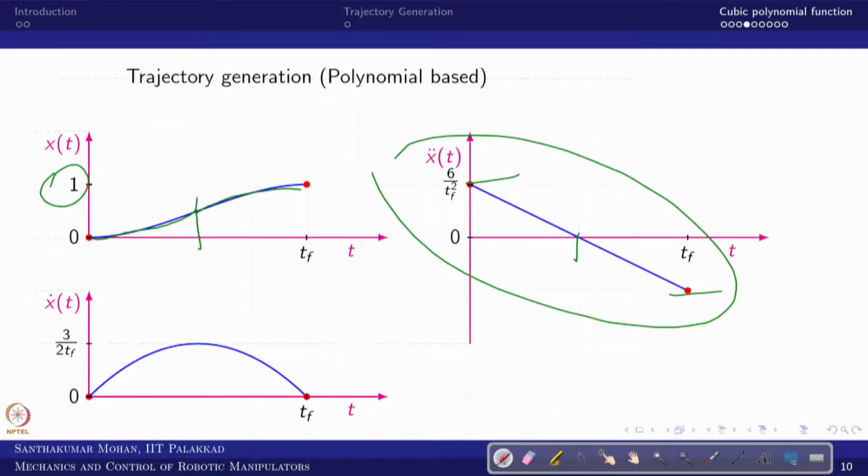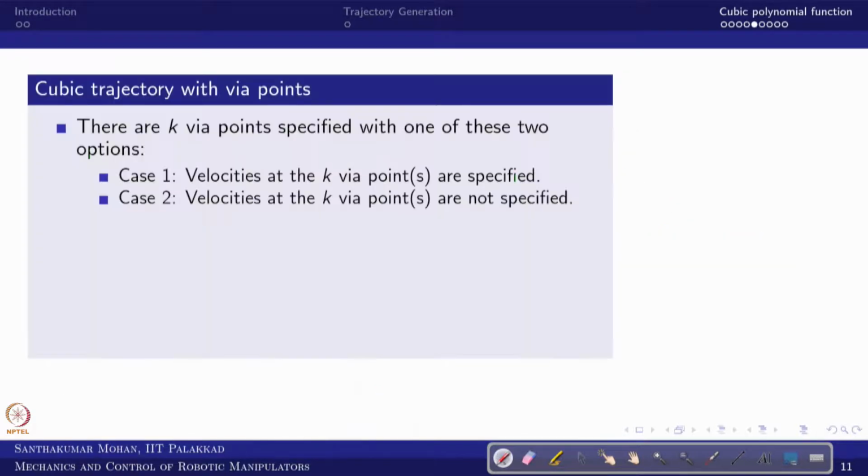But the problem here is we don't have any control over the initial and final acceleration. So if you want to do that, we need a slightly improvised algorithm that we will see in the next lecture.